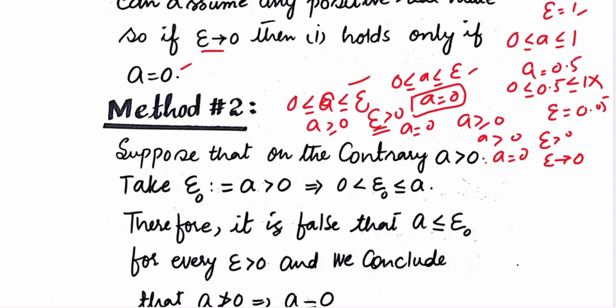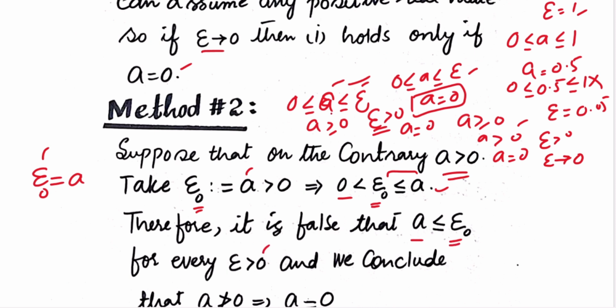We suppose on the contrary that a is not equal to 0, so a is positive. If a is positive, we set an arbitrary value of epsilon, epsilon naught, equal to a. I am choosing epsilon naught equal to a because epsilon can take this value. So this implies 0 is less than epsilon naught, and epsilon naught is less than or equal to a, because both are equal. Therefore, it is false that a is less than or equal to epsilon naught.